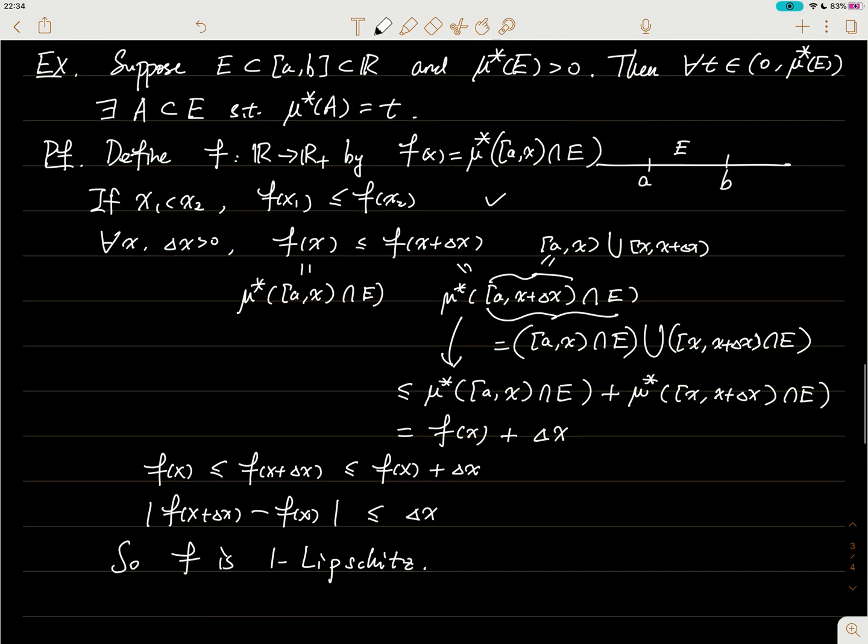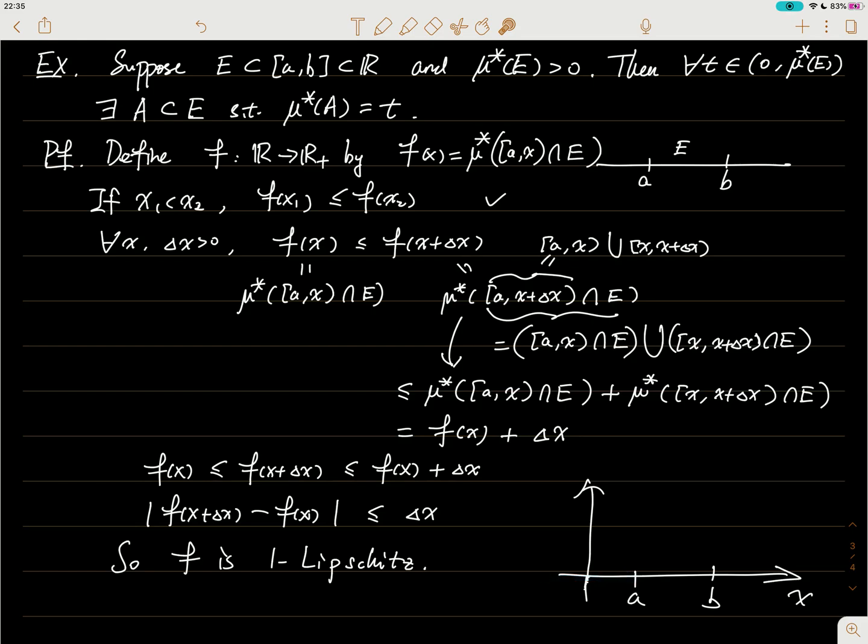Okay, so because f is 1-Lipschitz, I have a function that is 1-Lipschitz over the interval, and I know that if I check the value, say this is a, this is b, this is the x, when x is less than a, according to the definition here, this is the empty set. So intersection with anything will still be empty. So when x is less than a, this is the mu star of the empty set, which is 0. So that means when x is less than a, f is just equal to 0.